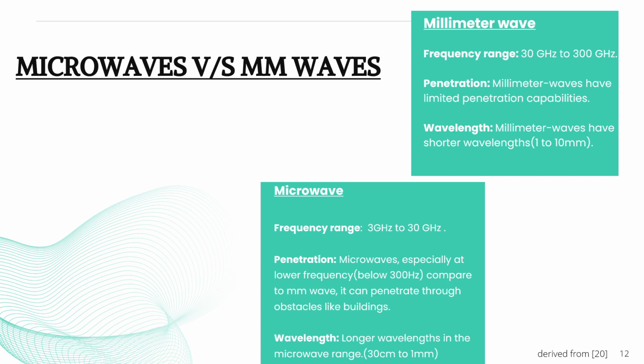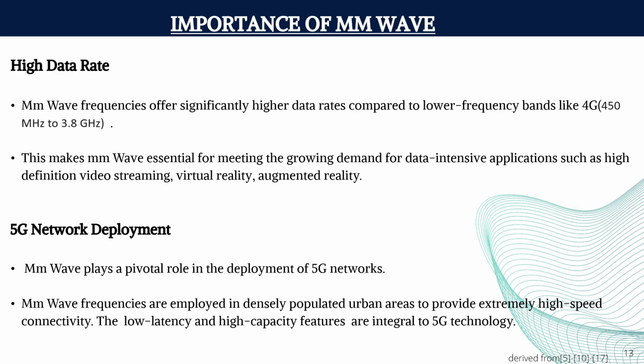But in the case of the microwave, compared to millimeter wave, it has a longer wavelength, so a lower frequency. It has a wavelength that ranges from 1 millimeter to 30 centimeters. These are the several factors, like frequency, penetration, and wavelength, for the comparison between the millimeter wave and microwave. And moving to the importance.